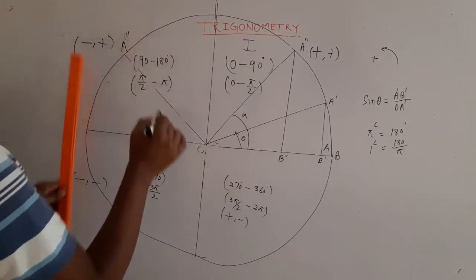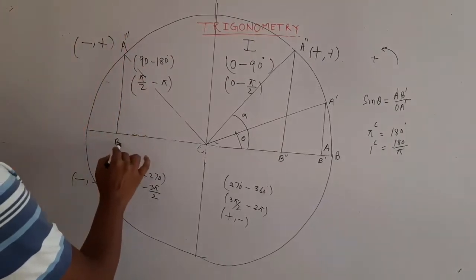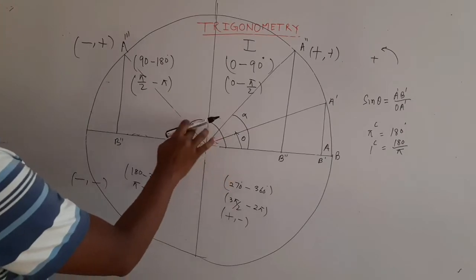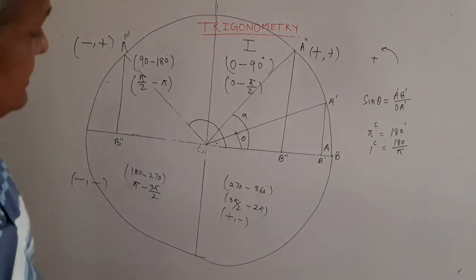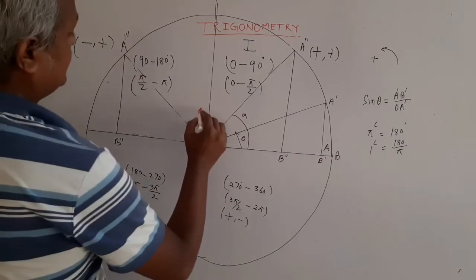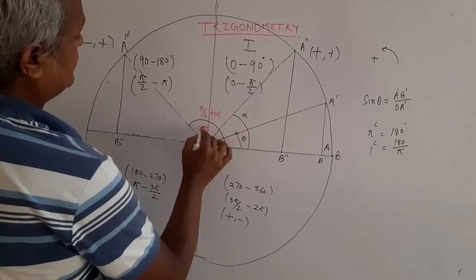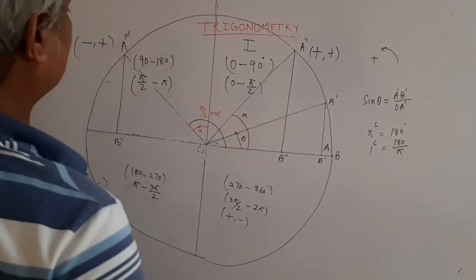A triple dash, and drop a perpendicular like this, B triple dash, your angle is this, which is pi by 2 plus something more. I can say that this is pi by 2 plus alpha. It means this angle I take as alpha. So this is pi by 2 plus alpha.